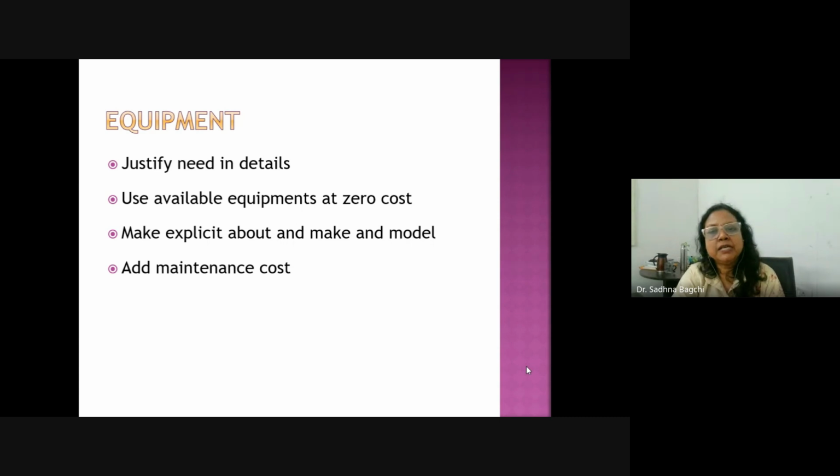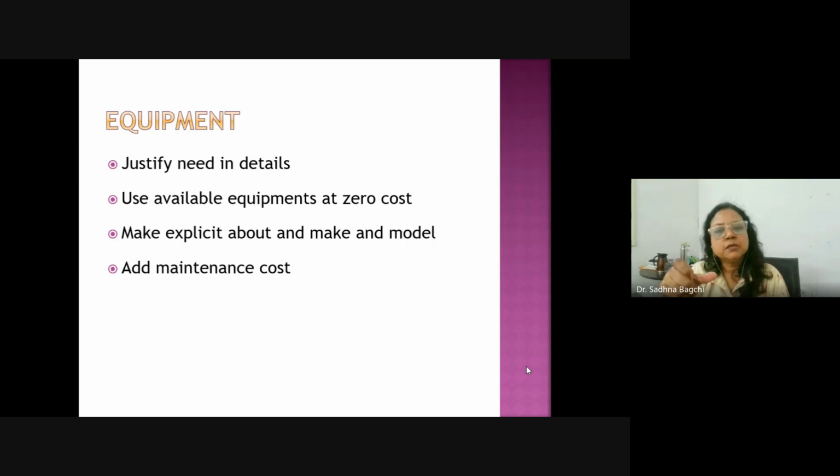Use available equipment at zero cost. If you have your own laptop that you are going to use for preparation of the project, then you have to mention that there is a requirement of one laptop to purchase, and say four or five laptops are available at zero cost. You need to mention that, for example, we are working with six laptops. If you are procuring one printer and you have two more printers, naturally you have to mention that two more printers are at zero cost.